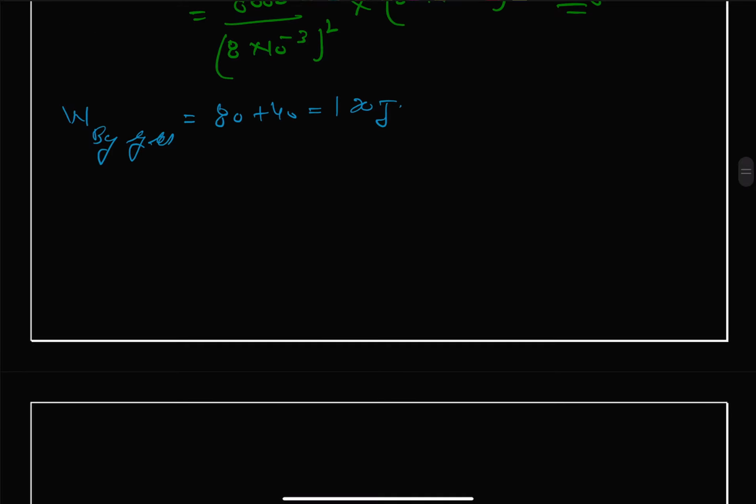Now we can easily find out the heat supplied. Therefore, the heat supplied Q is equal to delta U, which is 599.8 plus 120, which is approximately 720 joules.